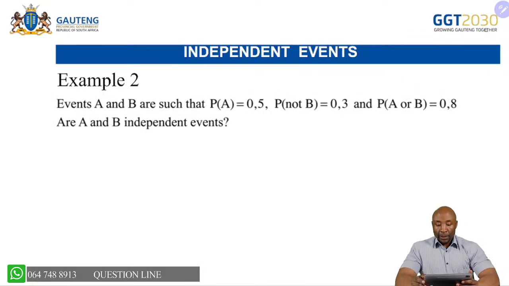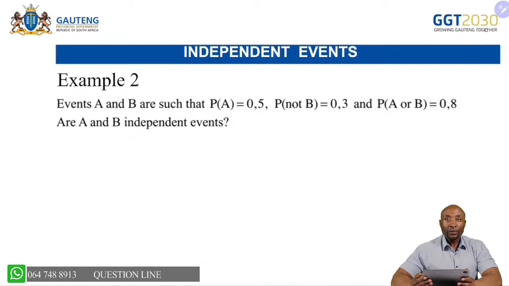Events A and B are such that the probability of A and the probability of not B is 0.3, and the probability of A or B is 0.8. Are A and B independent events? Can I give you 1 minute to just try this one? 1 minute. Try to figure it out. I know it's a new thing, but let's try and do it.